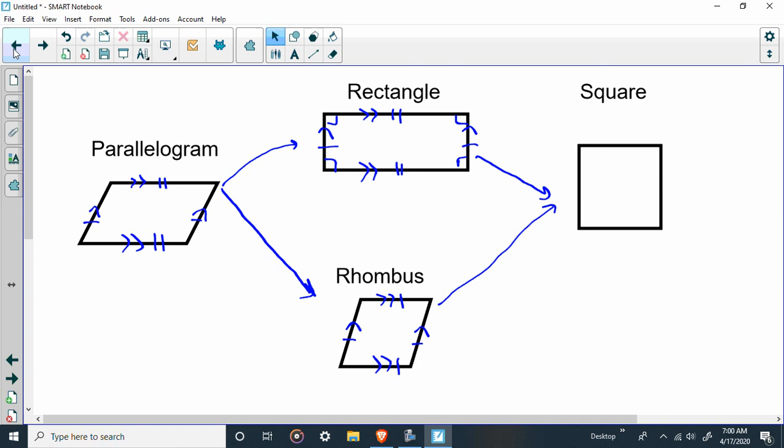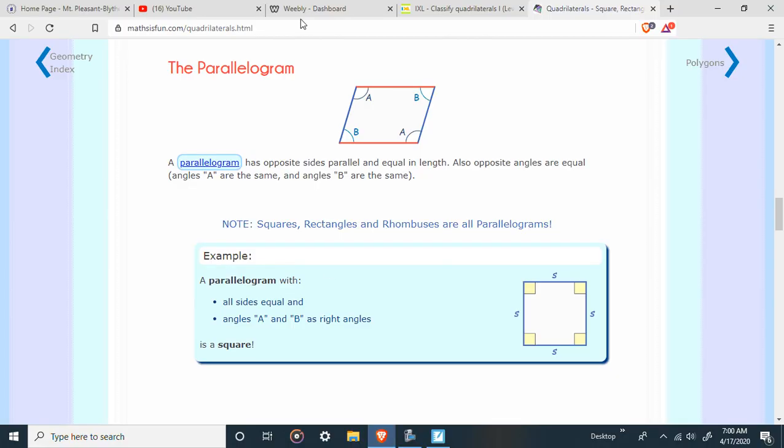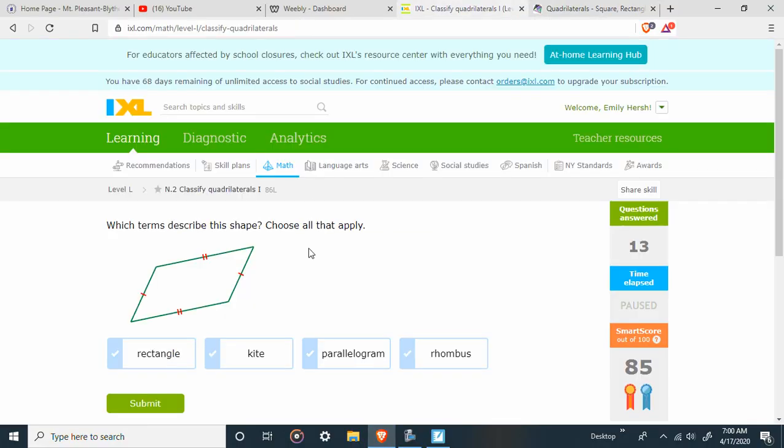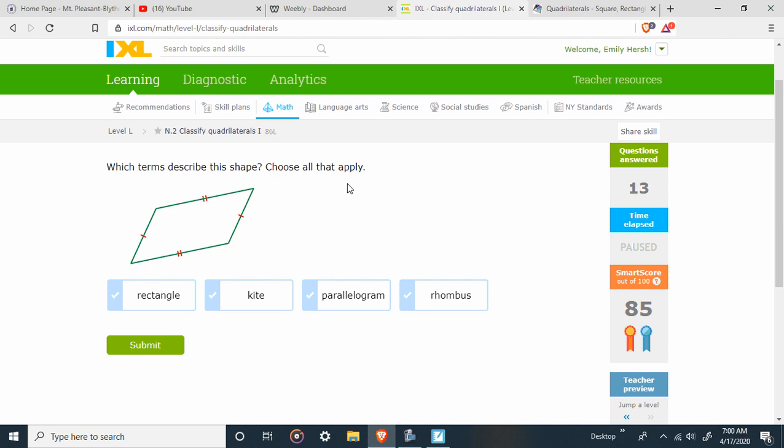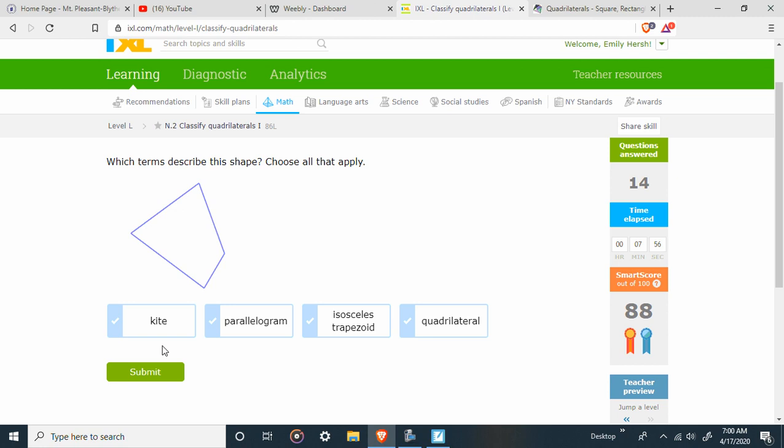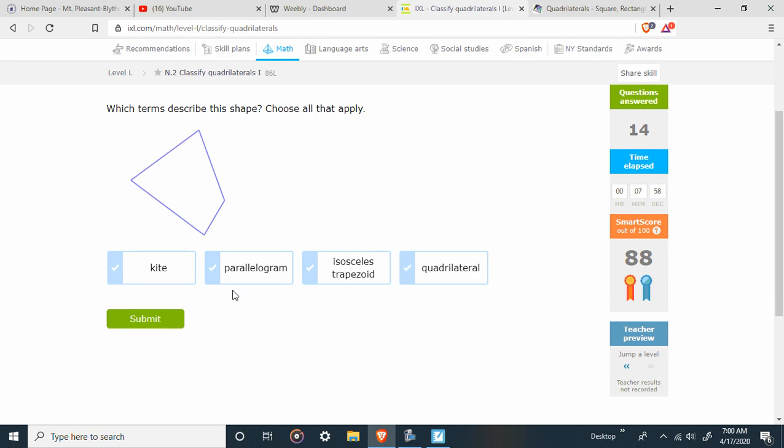So again, let's take a look at what you guys have to do today. They're just going to ask you, which terms describe the shape? Well, this shape, I see two opposite sides that are congruent. Therefore, I know this is a parallelogram. Do I know anything else about it? No. Okay. What terms describe the shape? That is a quadrilateral. That is a blob, right?